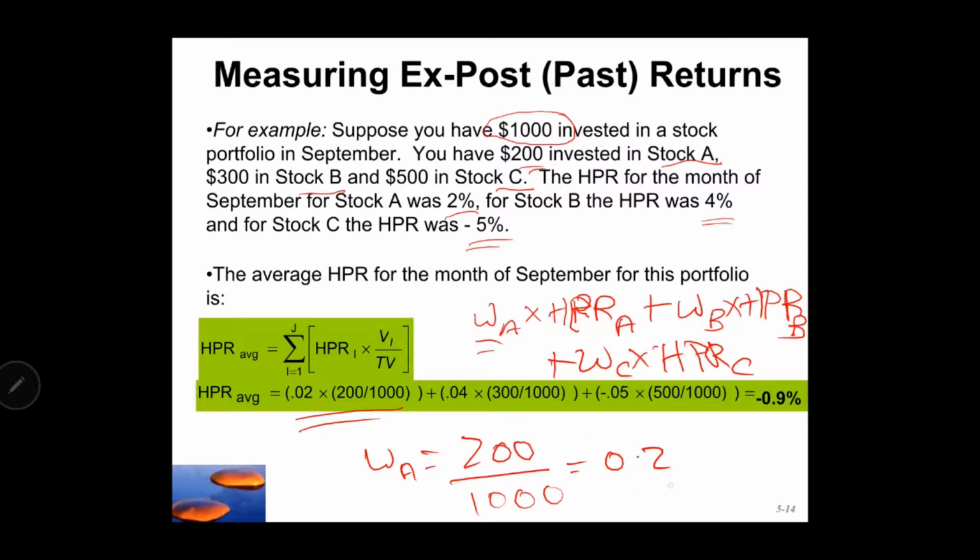So you have 0.2, 0.3 the weight of B, okay, and the weight of C is 0.5. So if you multiply these with the returns, you get a negative return of 0.9%. I think this is clear to you.